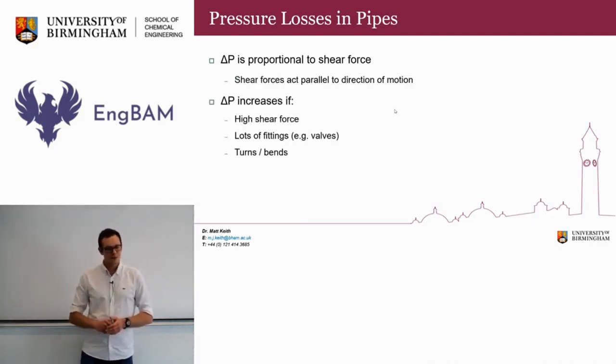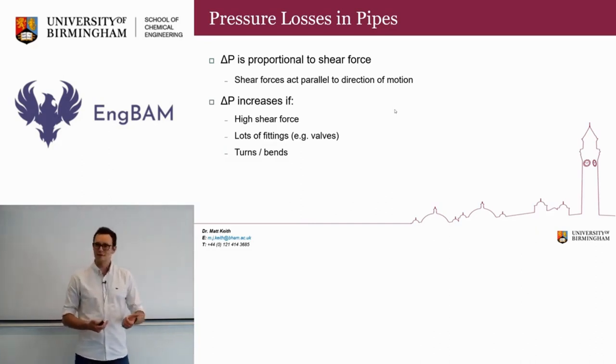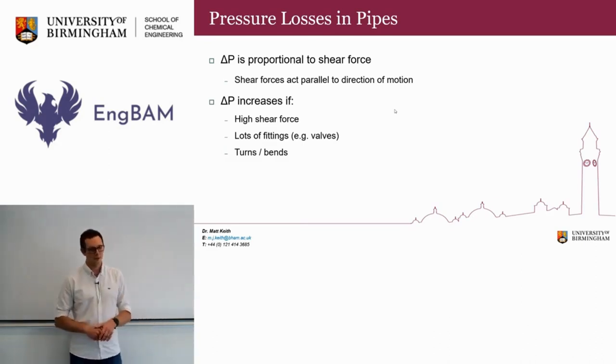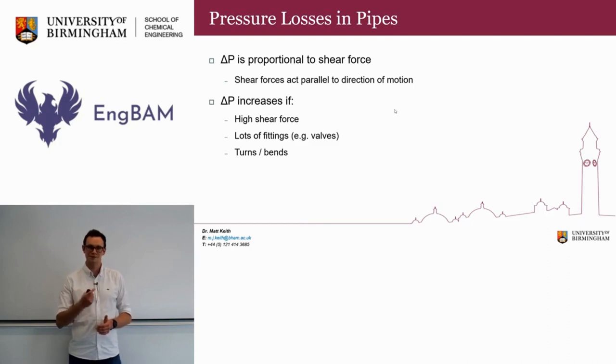So that pressure drop in our pipes will increase if there's a high shear force, if there's lots of fittings, so we have lots of valves or bends in our system, our pressure losses are going to go up. And it will also result in a higher pressure loss if we do things like go around a coil as well.